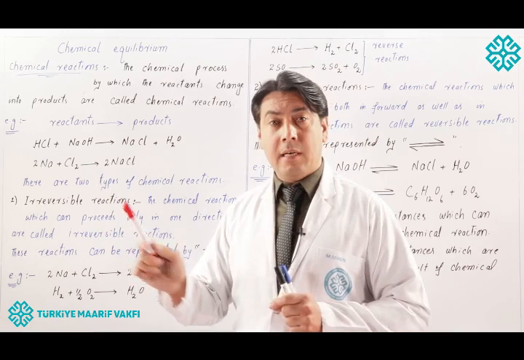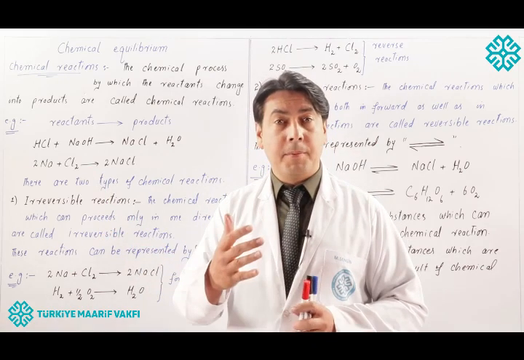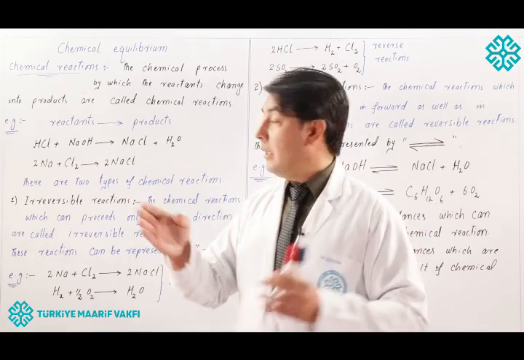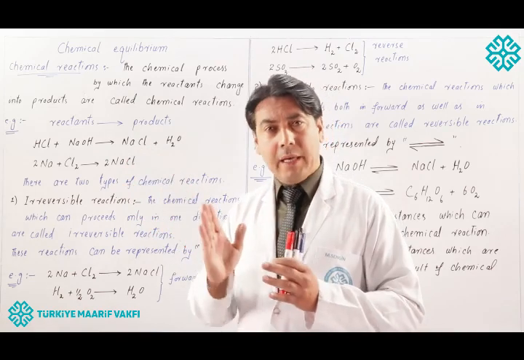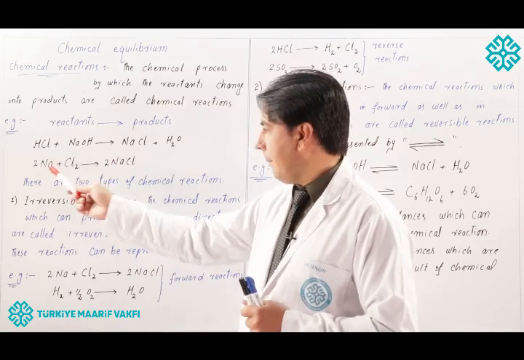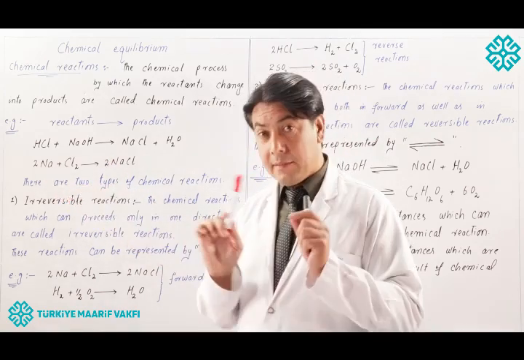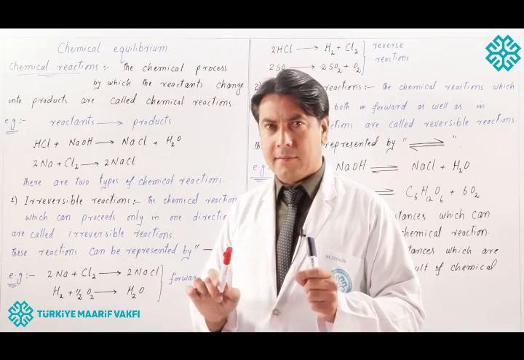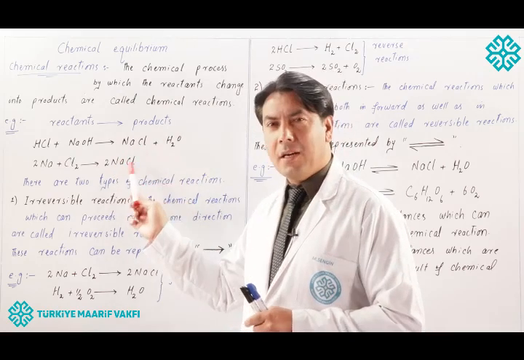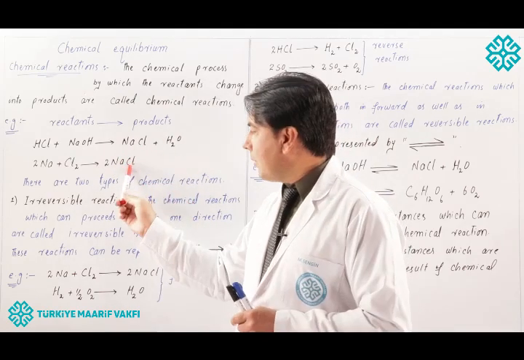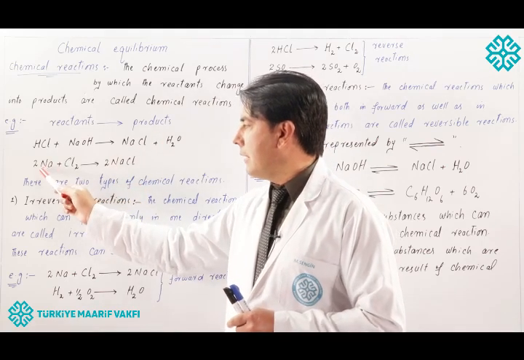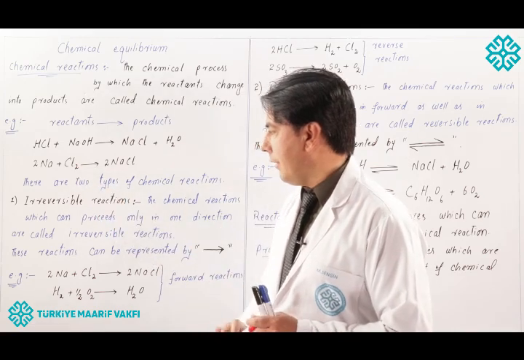In chemical changes or chemical reactions, the properties of the reactants are completely changed. The products have different properties than the reactants. For example, 2Na, sodium, is a metal, and chlorine is a gas. When sodium reacts with chlorine, they form the common table salt. So the properties of sodium chloride are completely different from the properties of sodium and the properties of chlorine.